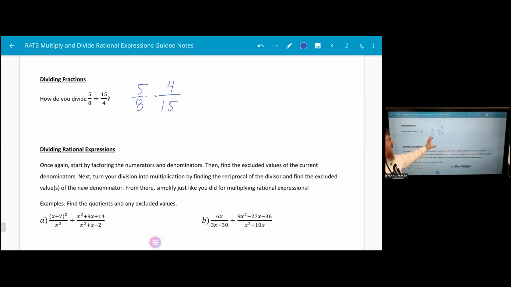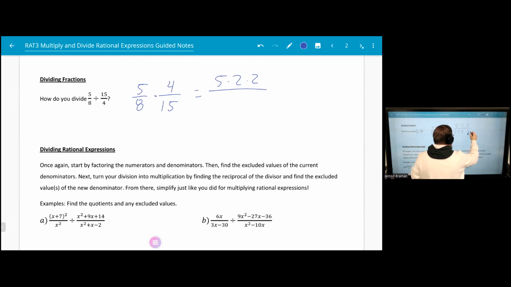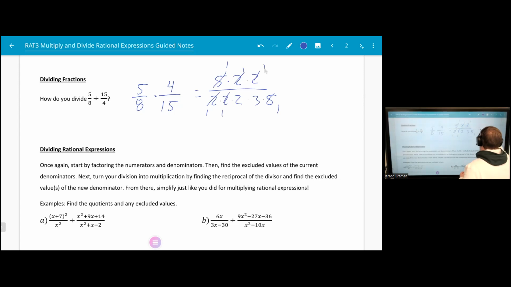I'm going to do the same thing. I know we've got 4 and 8 and 5 and 15. I know all that. Let me lay it out again for you, right? 5 times 2 times 2 divided by 2 times 2 times 2, that's 8, times 3 times 5. What simplifies out of here? Well, 5 divided by 5 is 1. 2 divided by 2 is also 1. And this 2 divided by this 2 is also 1. Oh, that's kind of fun. 1 times 1 times 1 is 1 in the numerator. And 1 times 1 times 2 times 3 times 1 is 6 in the denominator.